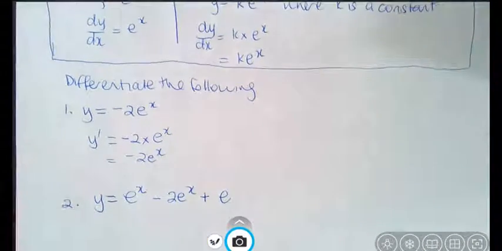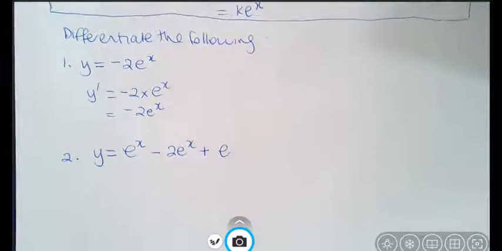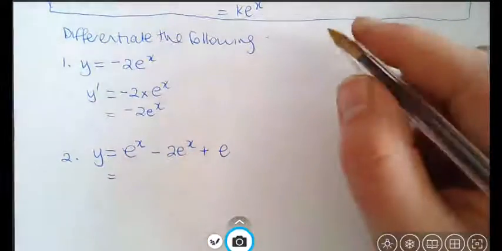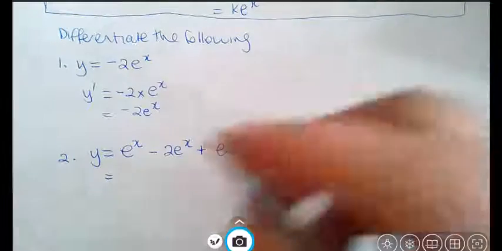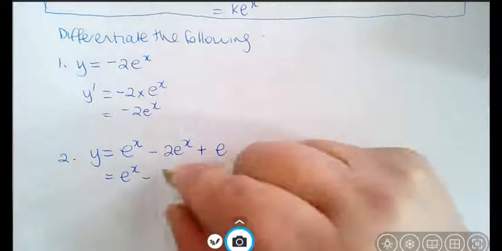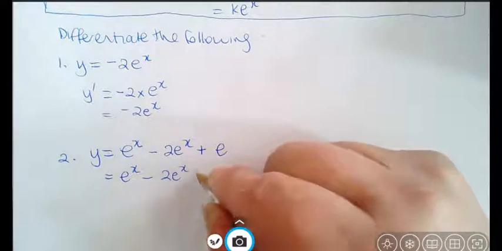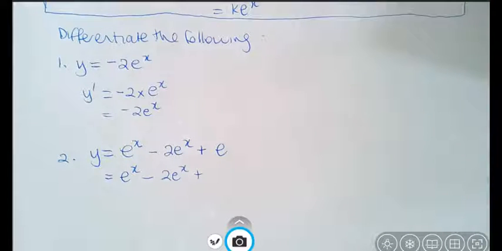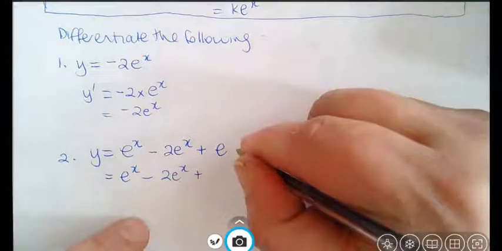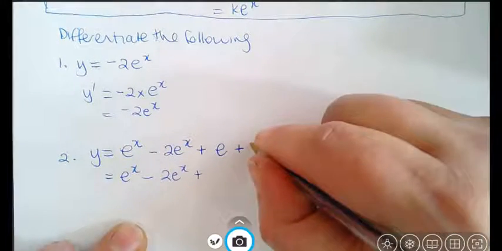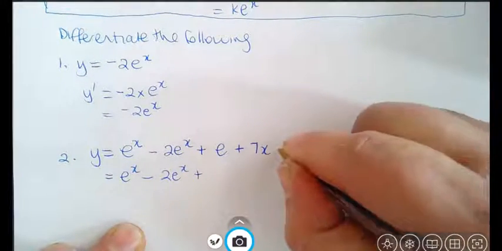Now the next one. What's the derivative of e to the x? It's just e to the x minus 2e to the x, but be careful. e is just a number. So if I had, wait, plus e plus 7x, let's add to it, minus 5.